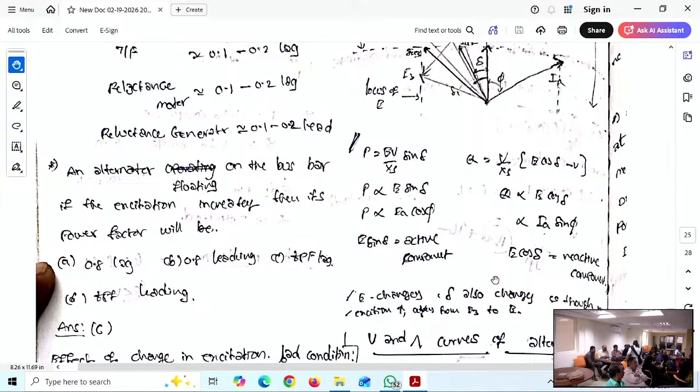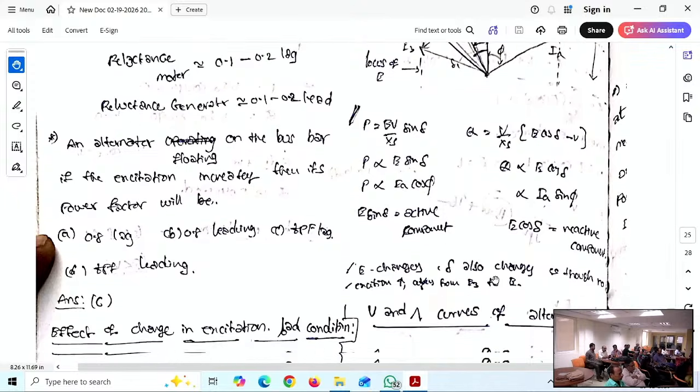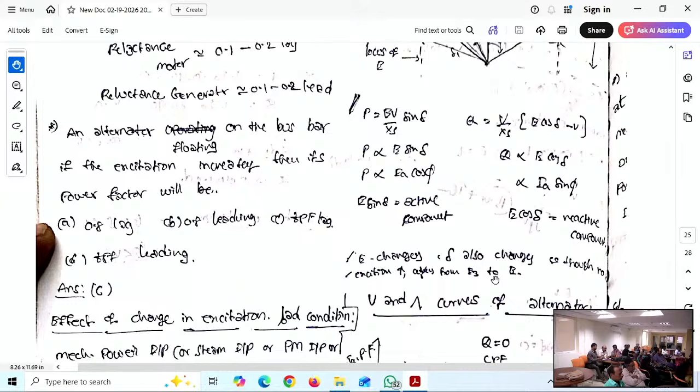Again, for my understanding, I keep the notations written again. P equals EV by XS sin delta is constant, the active power component. Q, E cos delta, is the reactive power component. When E changes, delta also changes, through the excitation angle from E3 to E1.